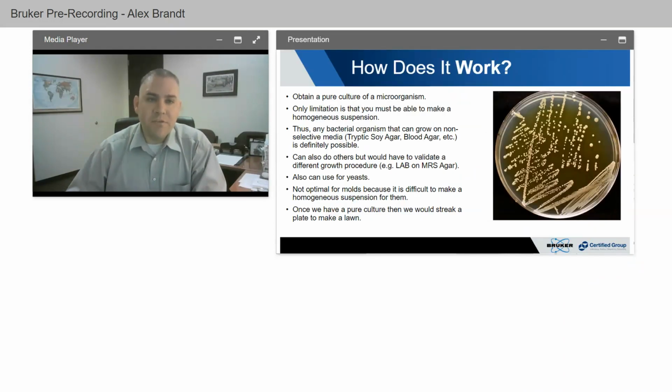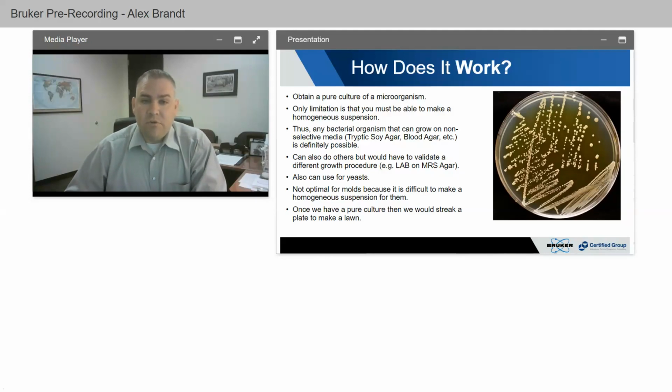So how does it work? It's actually pretty simple. The first step is to obtain a pure culture of a microorganism. We cannot run this off of enrichments or off of mixed cultures. So you have to actually get an isolated organism on an agar plate. The only limitation to this is that you must be able to take that and make a homogeneous suspension.